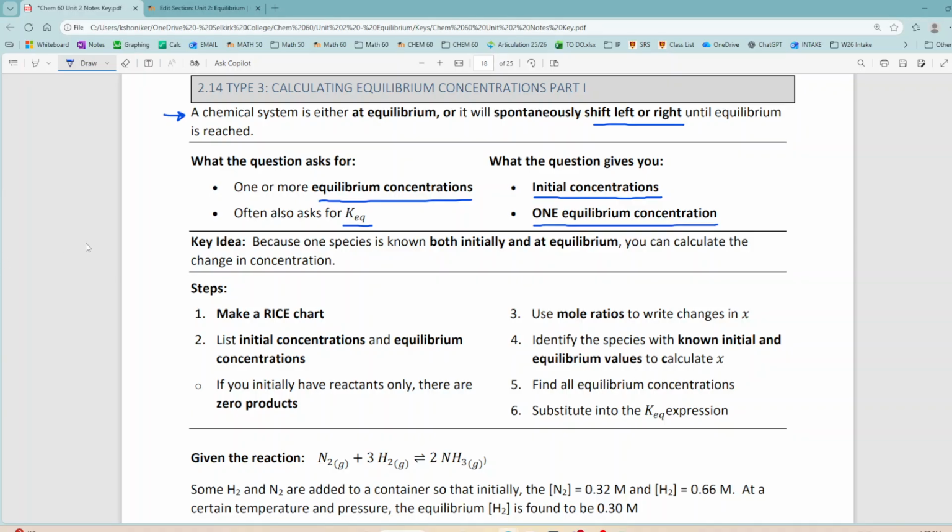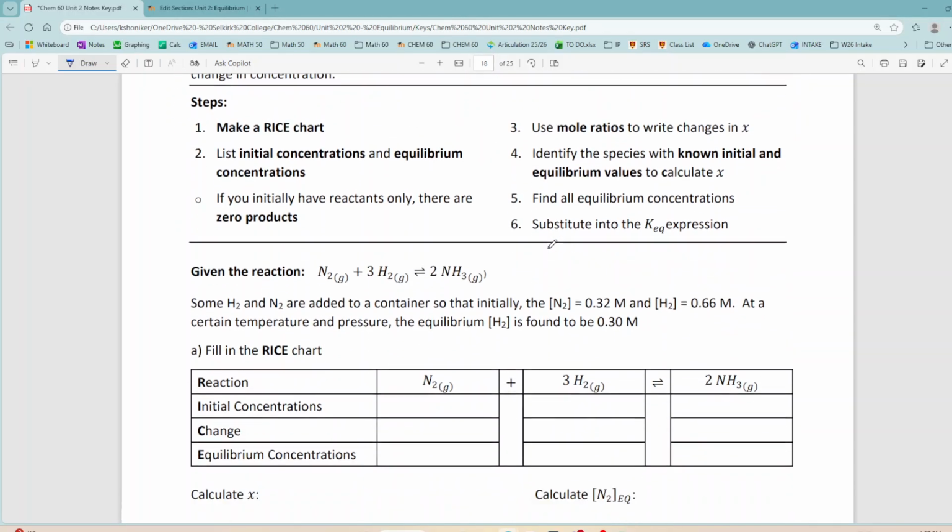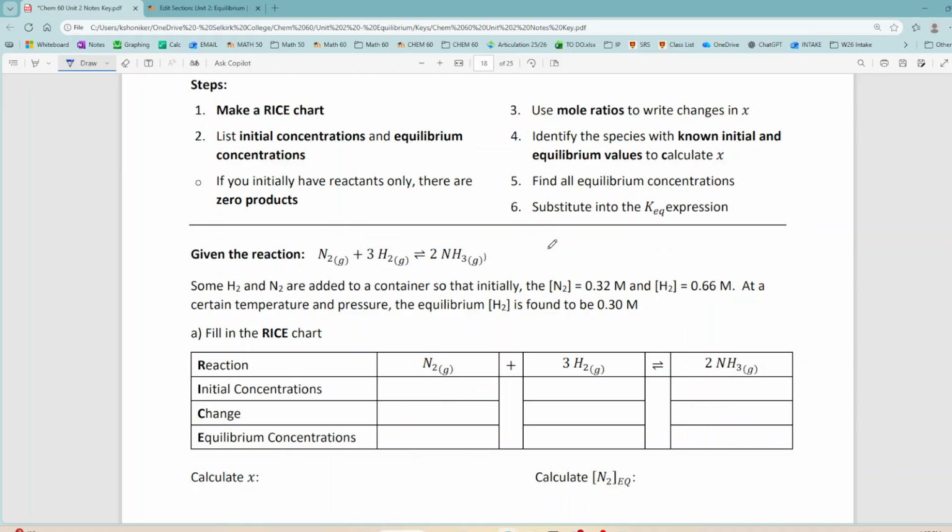Okay, so the key idea here is that because one species is going to be known initially and at equilibrium, you're going to be able to calculate the change in concentration that it went through as it approached equilibrium. Now, I do have 6 steps here. They're a little bit loose steps, but I'll try to talk through them as I go through this first example.